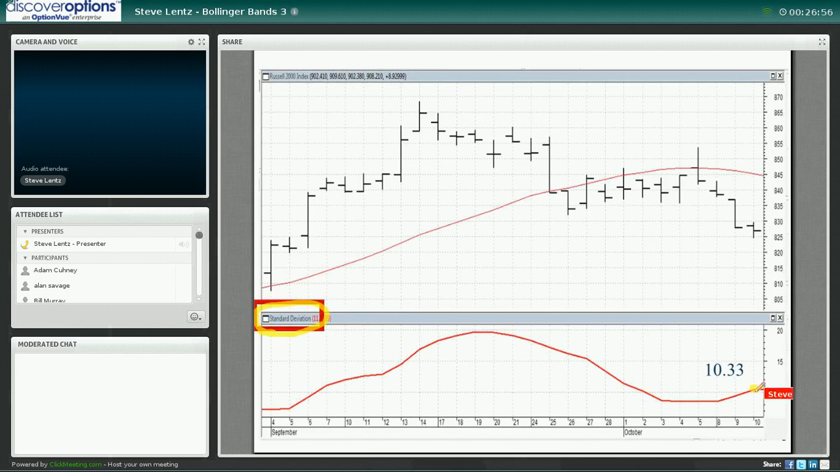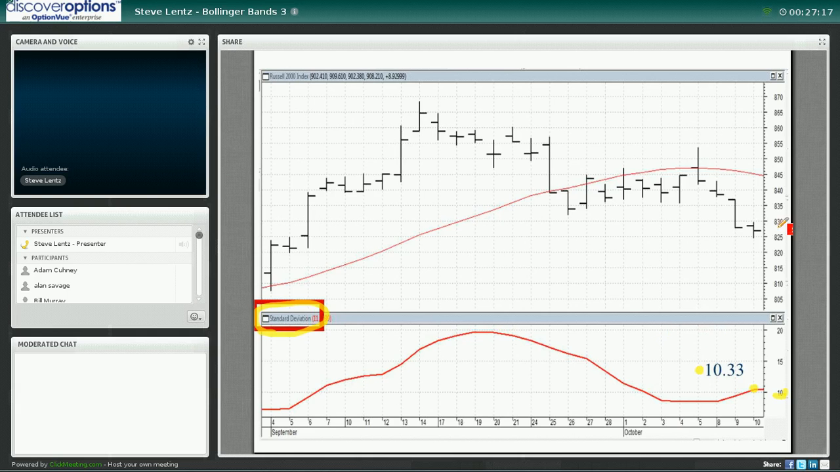And you could see on October 10th right here, you could see where it is. It actually came out to exactly 10.33. I was very pleased to find that out after walking through Excel, dialing it up in my Metastock, and seeing it land right on the money. I was real happy with that, of course. But I wanted to walk you through that so you can see.